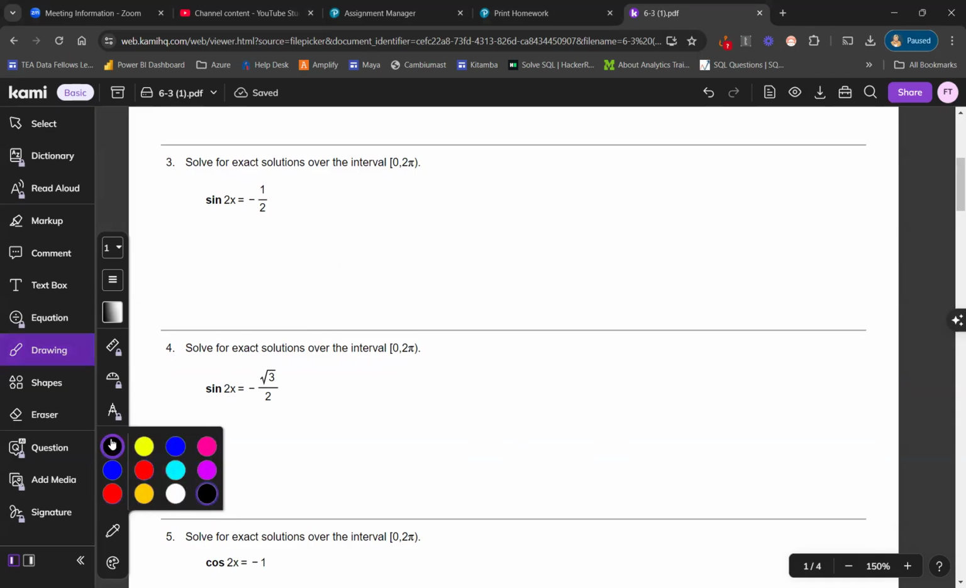Now we will move to the sine of x is equal to negative 1/2. Again, the interval for x is 0 to 2 pi. That makes the interval for 2x to be 0 to 4 pi, and this is an open interval. So I'm going to think about all the angles whose sine value is equal to negative 1/2 from 0 to 4 pi. Sine is negative in quadrant 3 and quadrant 4.